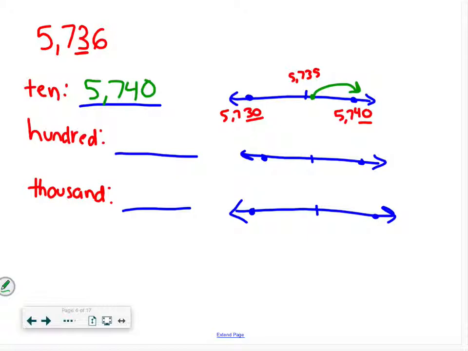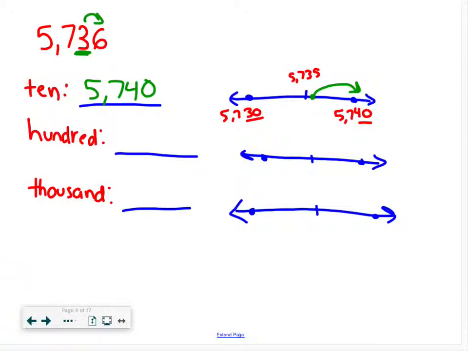Okay, and that goes along with just looking at place value. If I'm looking at this 3, this is in the tens place, and I'm looking to the ones, I'm noticing that 36 is closer to 40 than it would be to 30, so that would make me round it up. Okay, press pause if you want to try the next one on your own.